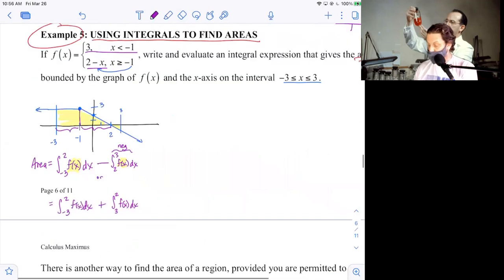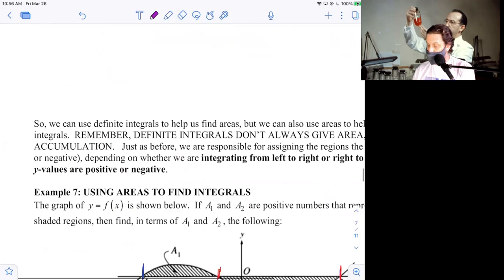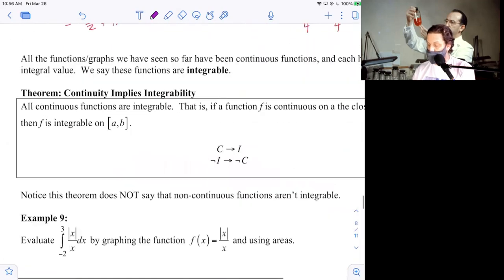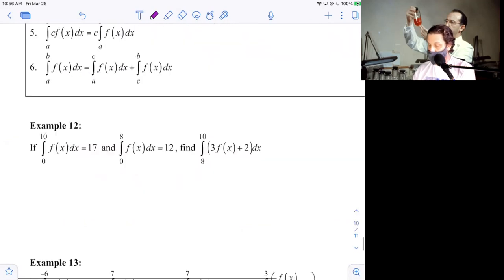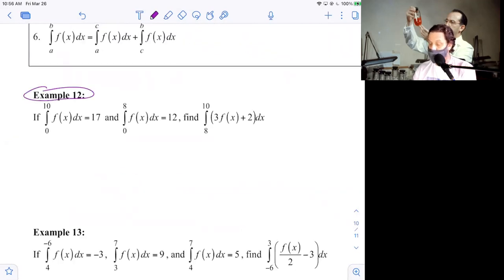But I'm not going to do that. Okay, so that's called the travel agent property. Now, let's jump down here and do some travel agent type problems. Okay, example 12. Travel agent problems.